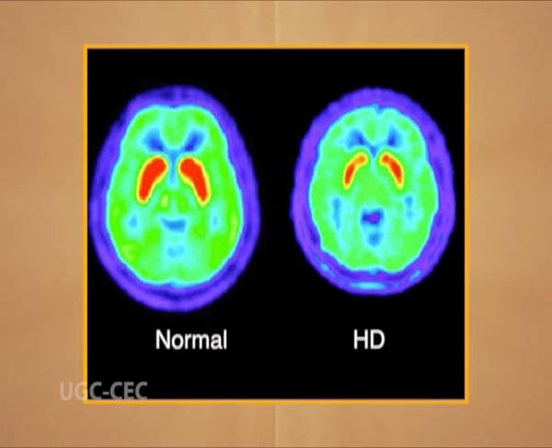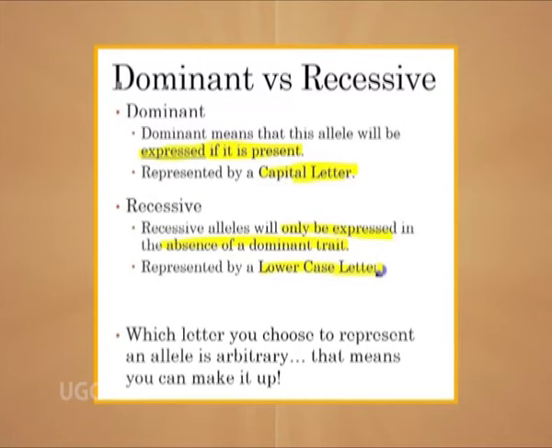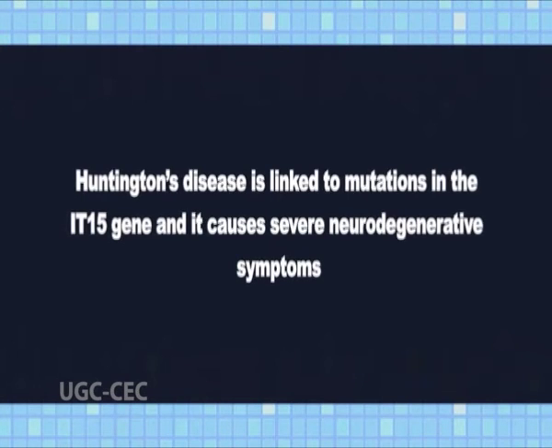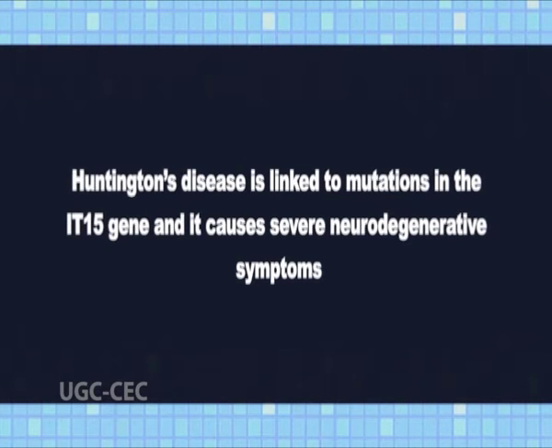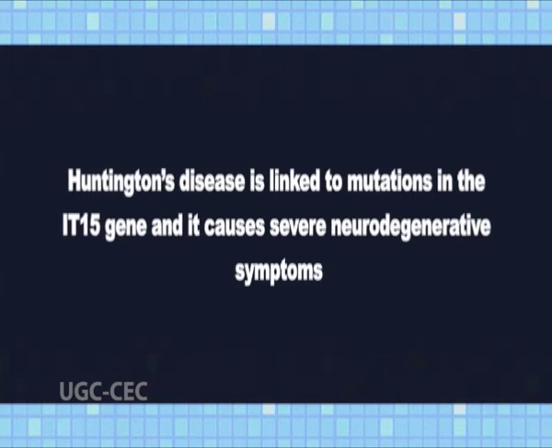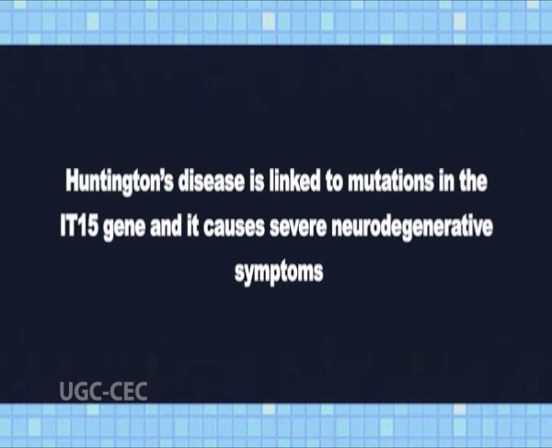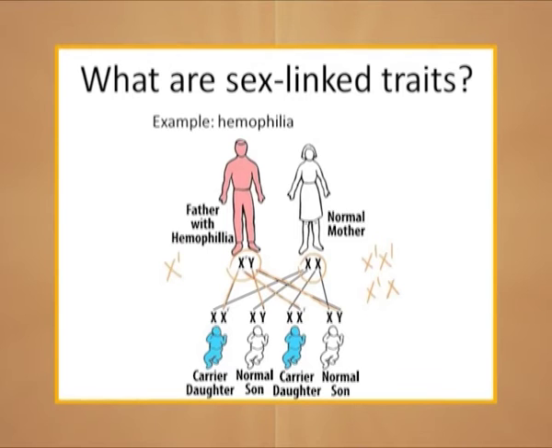Some inborn errors of metabolism, such as Huntington's disease, are manifested as dominant genetic traits. This means that only 1 copy of the defective gene is necessary for the manifestation of the abnormal condition. Huntington's disease is linked to a mutation in the IT15 gene and causes severe neurodegenerative symptoms. Researchers are currently looking into a treatment for Huntington's disease that would actually turn off certain genes instead of adding new ones. There are some inborn errors of metabolism that are sex-linked.